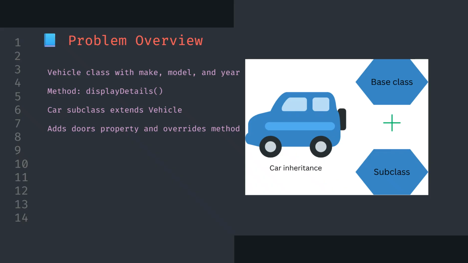Our goal is to create a parent vehicle class that stores general vehicle data. Then we'll make a car class that inherits all of these properties. The car class will also store how many doors it has. Finally, we'll override the method to include this new data when displaying details.